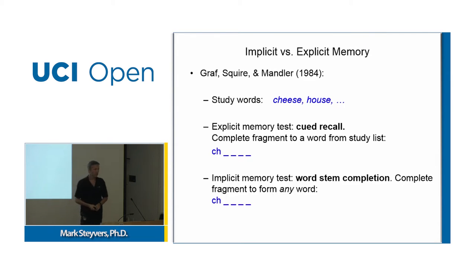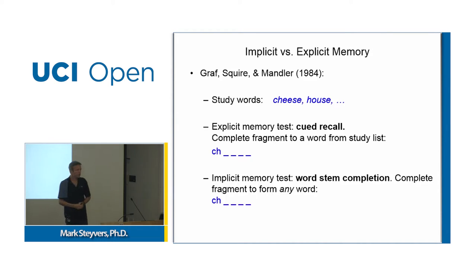So I want to talk about one experiment in detail that shows this interesting dissociation between explicit and implicit memory. It is an experiment by Graf, Squire, and Mandler, 1984. A standard study paradigm involving studying random words, like cheese, house, and lots of other words.